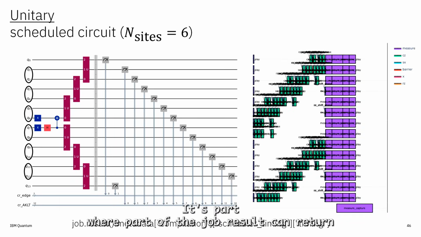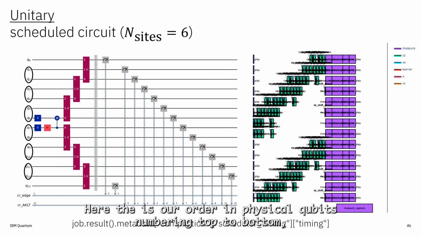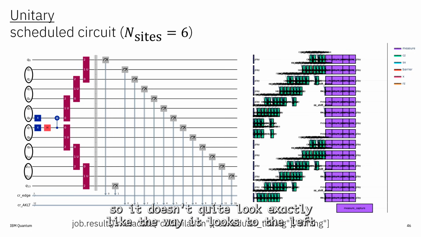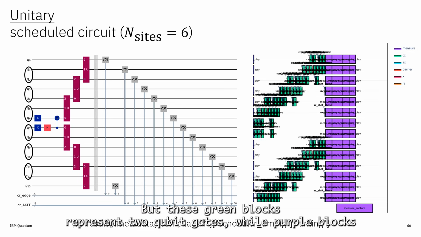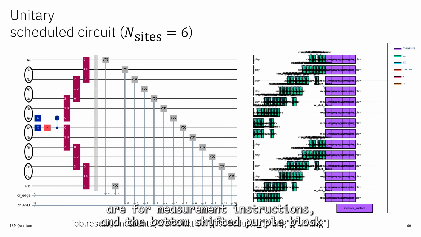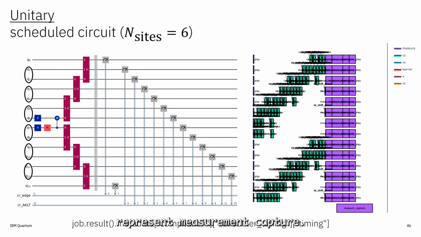To the right is part of what a job result can return to users in its metadata. Here, the qubits are ordered in physical qubit numbering, top to bottom. So it doesn't look exactly like the way it looks to the left, which is drawn with the virtual qubit ordering. But these green blocks represent 2-qubit gates, while purple blocks are from measurement instructions. And the bottom shifted purple block represents measurement capture.